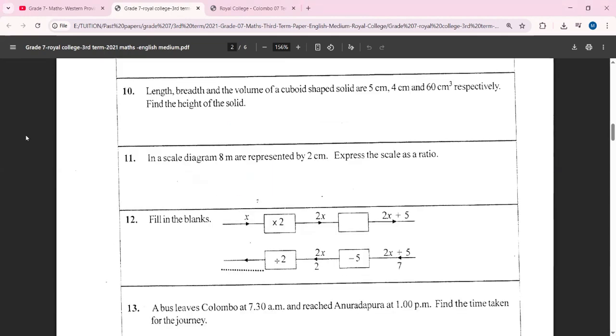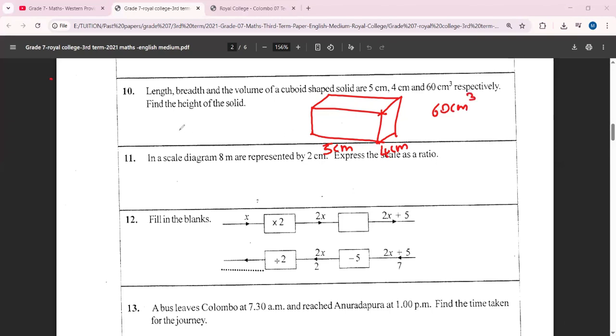And then if you go to the 10th one, the length, breadth, and volume of a cuboid shaped solid are 5, 4 centimeters and 60 cubic centimeters respectively. Find the height of the solid. So this is a kind of cuboid. We will draw this cuboid like this. The length is 5 centimeters, the breadth is 4 centimeters, and the volume is 60 cubic centimeters, right?